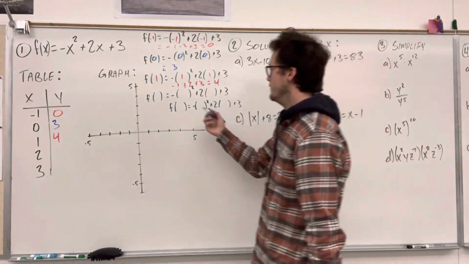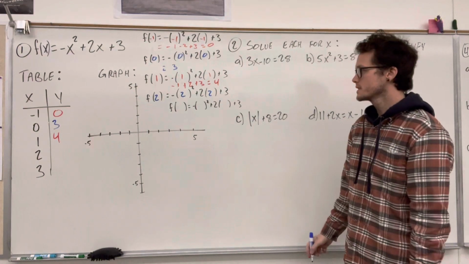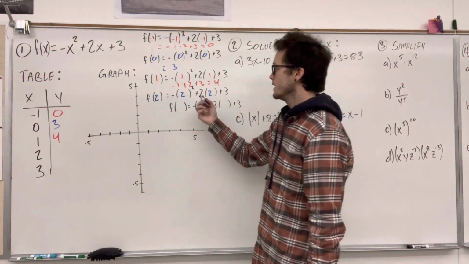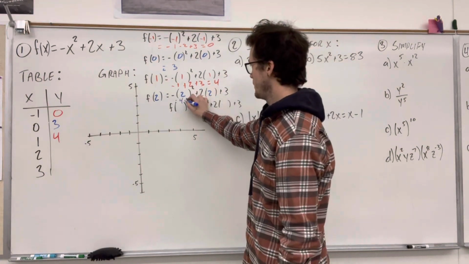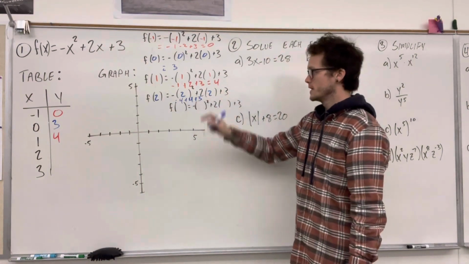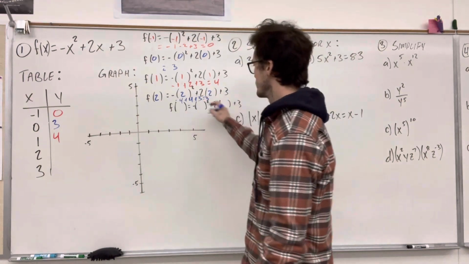Keep going. F of 2. Plug in 2 everywhere there was an x. 2 squared is 4, but it's negative, so we have a negative 4 right here. Plus 2 times 2, that's positive 4. Plus 3. Negative 4 plus 4 is 0. 0 plus 3 is 3. Gosh, these are super close together.